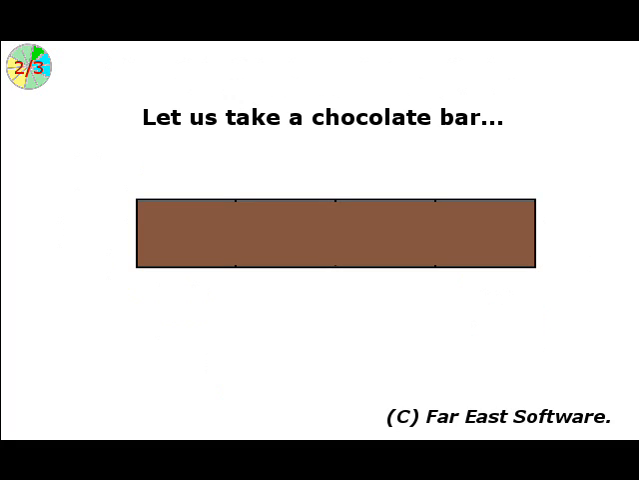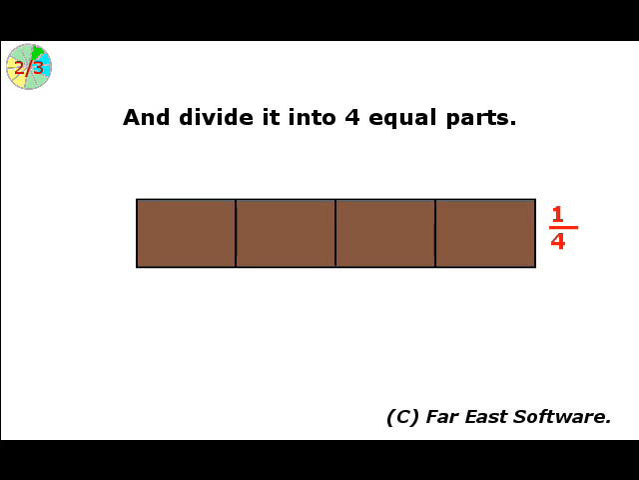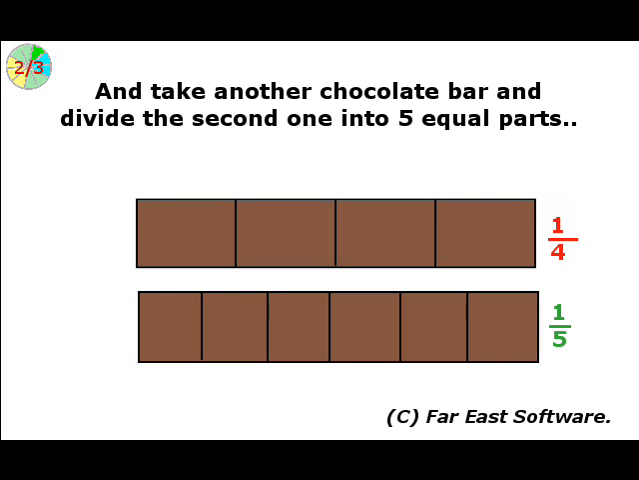Let us now take a chocolate bar and slice it into 4 equal parts. Now we know from previous lessons that each slice is 1 by 4th of the chocolate bar. Let us now take another chocolate bar and slice this bar into 5 equal parts. Once again, we know from previous lessons that each slice of this bar is 1 by 5th of the bar.